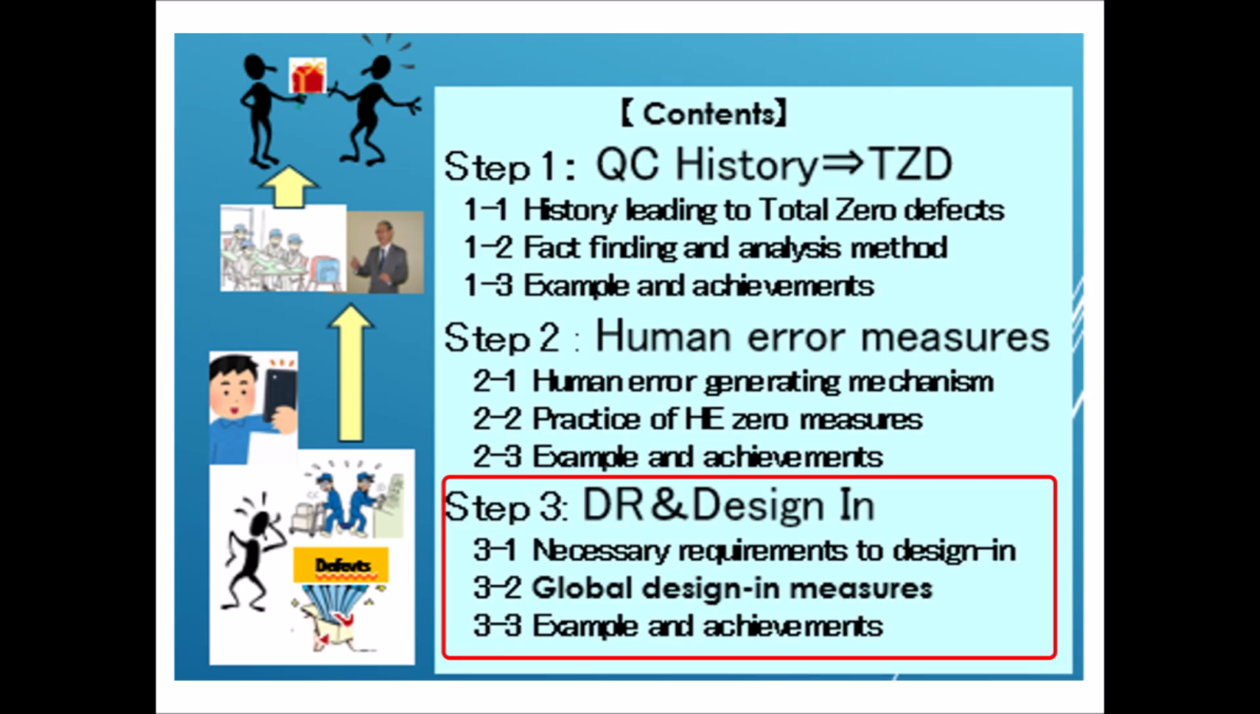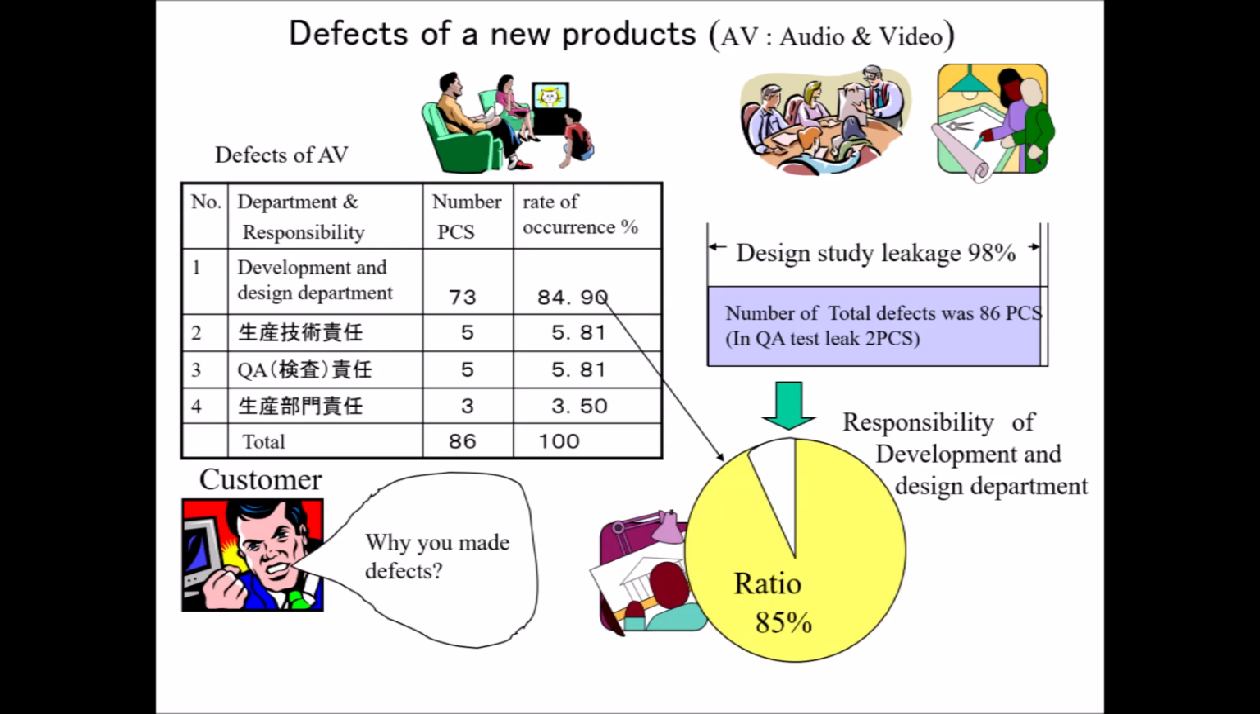Chapter 3 describes measures to eliminate defects that occur during the new product development stage. This case is an analysis of complaints that Mr. Nakamura conducted at a company that manufactures and sells AV products. The investigation revealed that 85% of the defects were at the design and development stage. Therefore, measures were taken in terms of design reviews to reduce the number to 0.